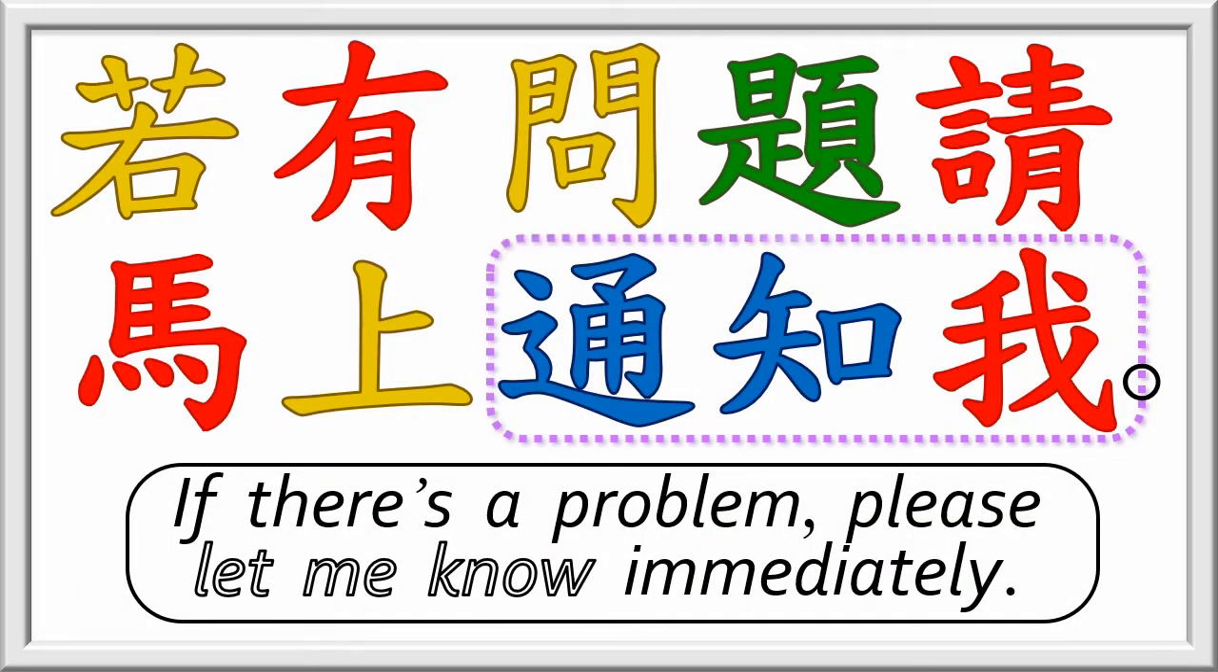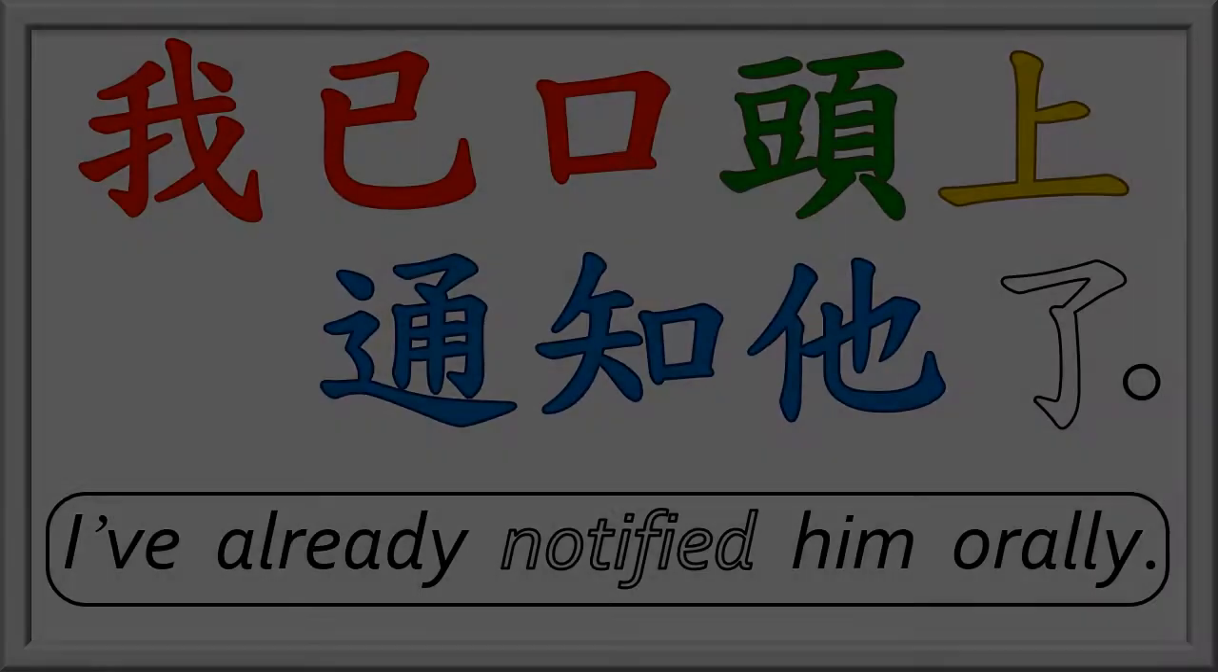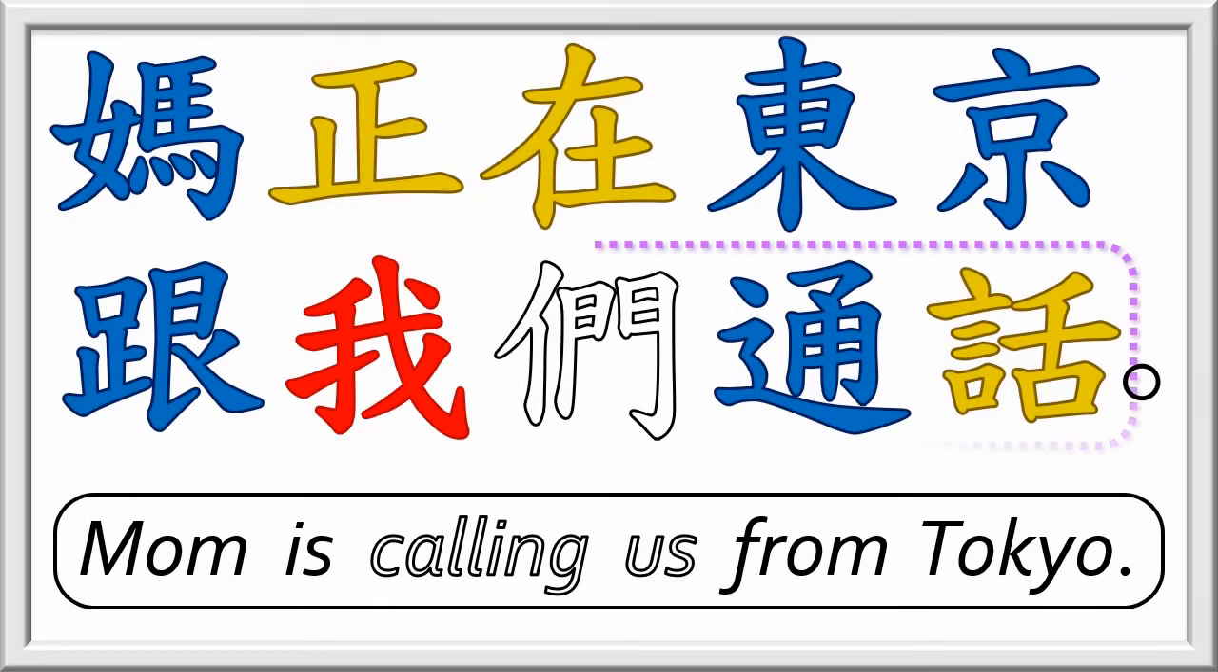若有问题，请马上通知我. If there's a problem, please let me know immediately. 我已口头上通知他了. I've already notified him orally. 口头上 means orally, as opposed to in writing. The usual way of communication today is by telephone, so 通话 or 通个电话 mean to ring someone up, to call them. 妈正在东京跟我们通话. Mom is calling us from Tokyo.